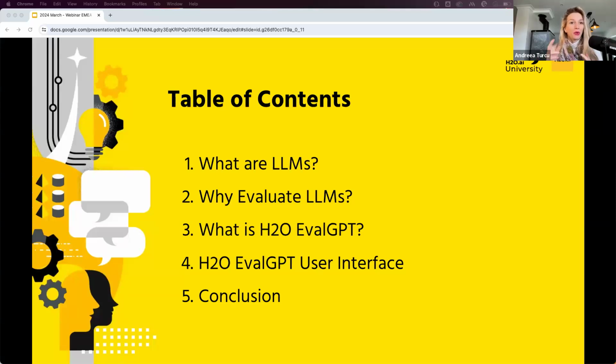And so we are going to start with what are LLMs and why should we even care about them? Of course, we are also going to set up the context of the entire presentation and discuss why we want to evaluate LLMs, what is H2O EvalGPT, and what does the user interface look like, with a couple of points at the end as a sort of conclusion to consolidate this entire knowledge and have some fast ideas to think about when you want to refer to this course afterwards.